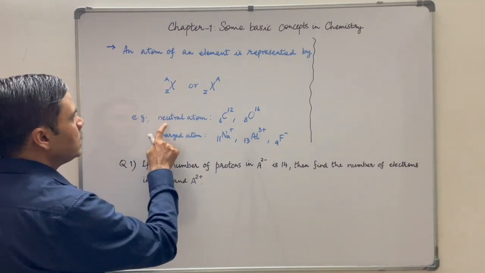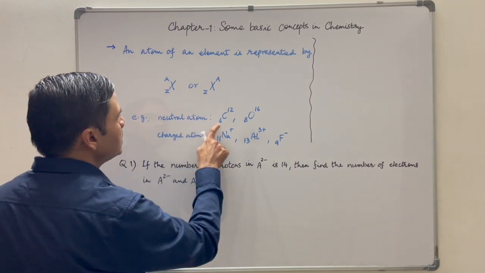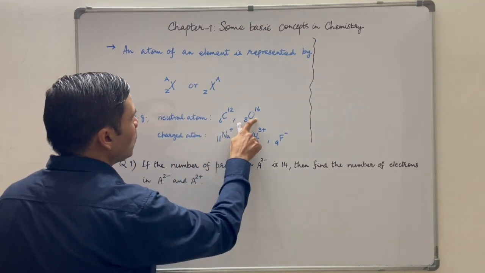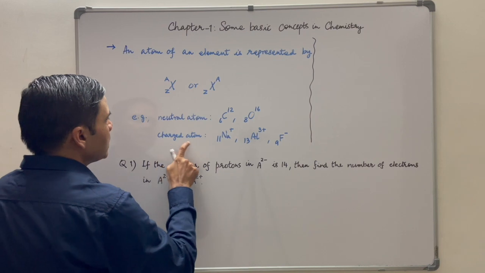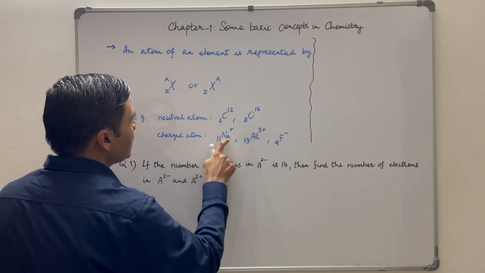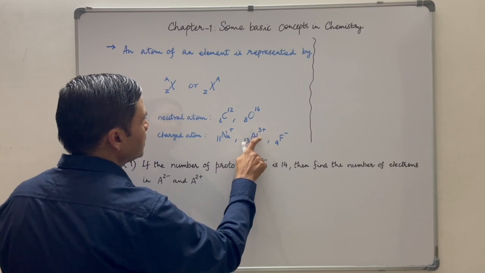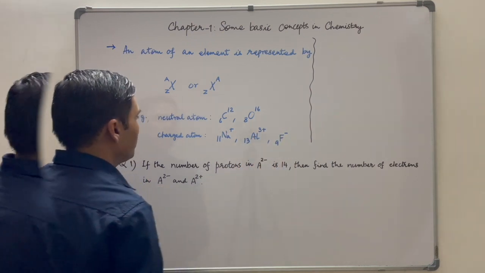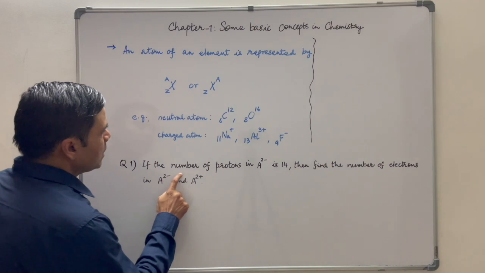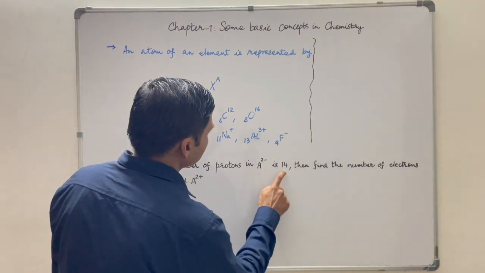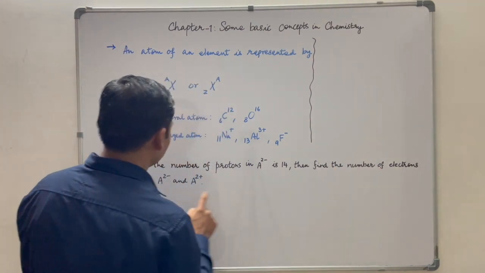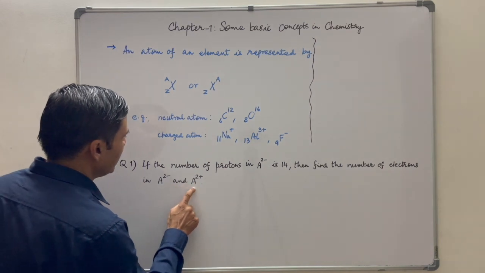For example, neutral atom will be written like 6C12, 8O16. Charged atom will be written like 11Na+, 13Al3+, or 9F-. Let us see this question. If the number of protons in A2- is 14, then find the number of electrons in A2- and A2+.